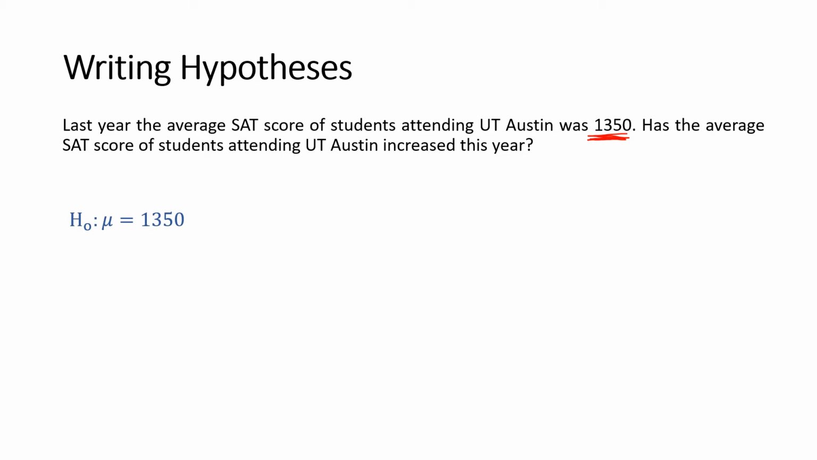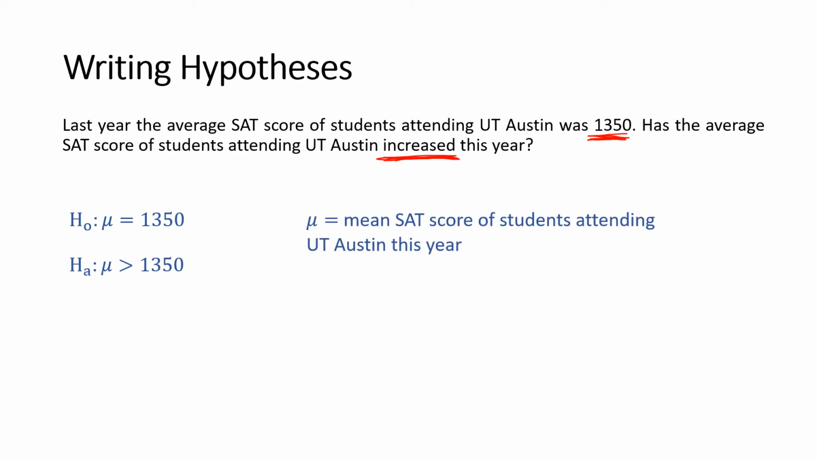But we are wondering if maybe it has increased this year. So our alternative hypothesis, our HA, that we're trying to prove is that the mean for this year is greater than it used to be, so greater than 1350. Now keep in mind that the symbol mu here represents the mean. It represents the mean SAT score for this year. So either that mean for this year is the same as it used to be, or we're trying to prove that it's greater than it used to be.